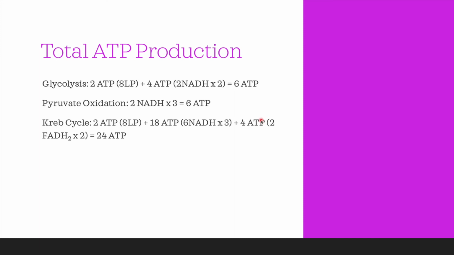Krebs cycle produces 2 ATP from substrate level phosphorylation, 18 ATP from the 6 NADHs, and 4 ATPs from the FADH2, because each FADH2 produces 2 ATP molecules. So overall, Krebs cycle produces 24 ATP molecules. Therefore, cellular respiration in eukaryotic cells altogether produces 36 ATP molecules. 32 come from oxidative phosphorylation and 4 come from substrate level phosphorylation.